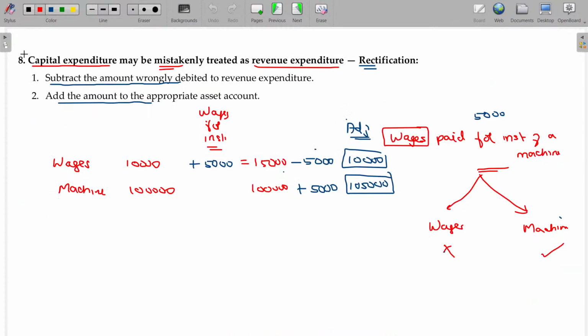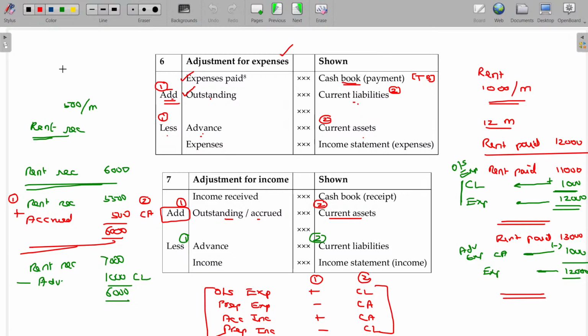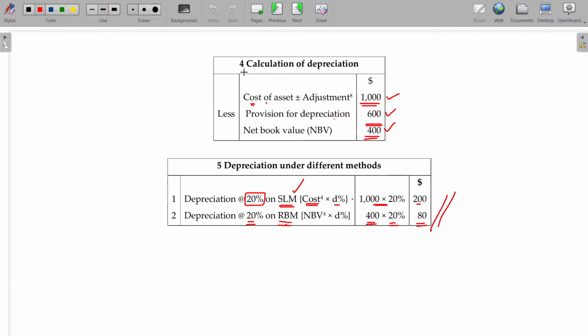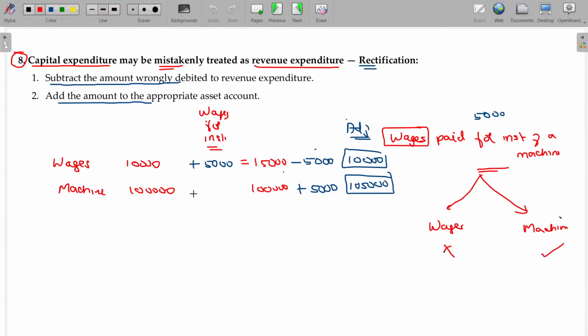So this is the 8th one. Expenses paid minus capital expenditure: the expenses incurred for the machine are added, which means you have to subtract them. One more adjustment you have to do here: another record should be added to the asset account. You have to add this. So you have to understand how we can rectify in case of error. You have to rectify to the concerned capital asset as well as the concerned revenue expenditure. Clear? Hope you are now able to understand the 8th one.